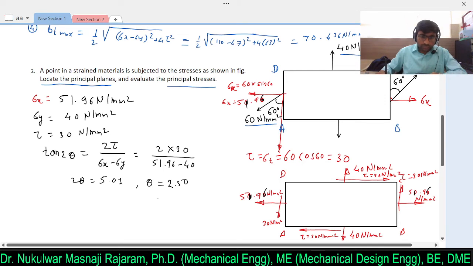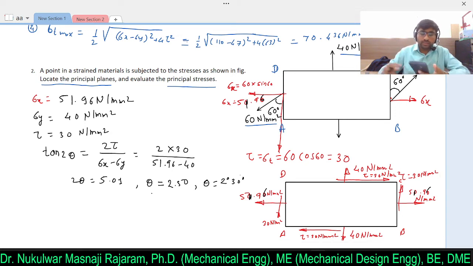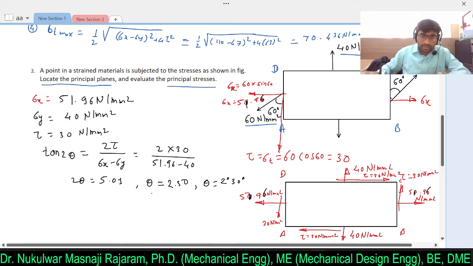So if you convert in degrees, theta will be equal to 2 degree 30 minutes. On the calculator you need to press this, then you will get the value in degrees and minutes. Next, theta is the major principal stress, and what about minor? We need to add 90, so it is near about 92.